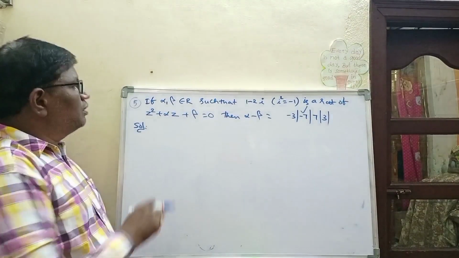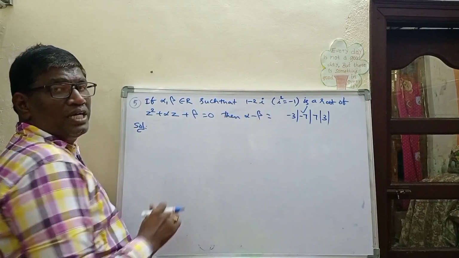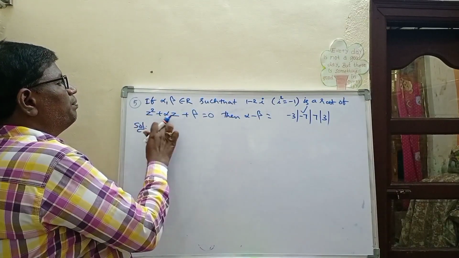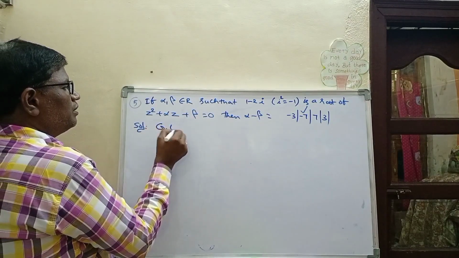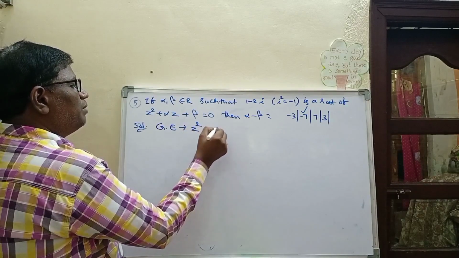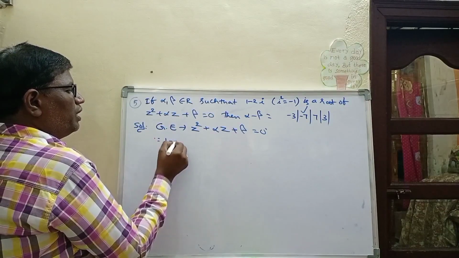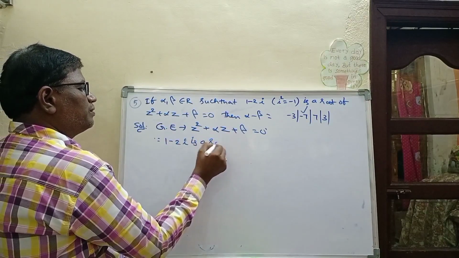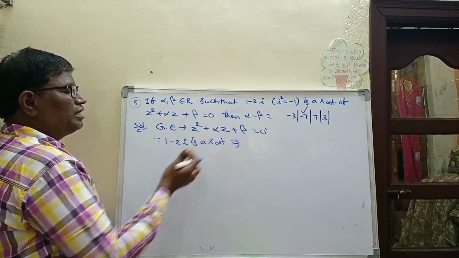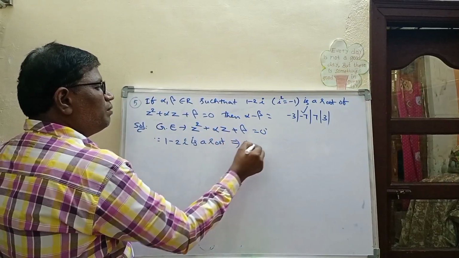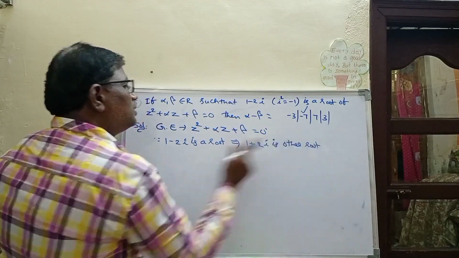Now coming to the fifth question: if alpha, beta are real numbers such that 1 minus 2i, where i square is minus 1, is a root of the equation z square plus alpha z plus beta equals 0, then we have to find alpha minus beta. So what is the given equation? The given equation is z square plus alpha z plus beta equal to 0. Since 1 minus 2i is a root, whenever a minus ib is a root, its conjugate a plus ib is the other root. So 1 plus 2i is the other root. So these are the two roots.